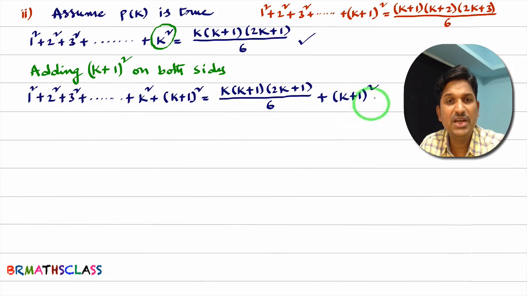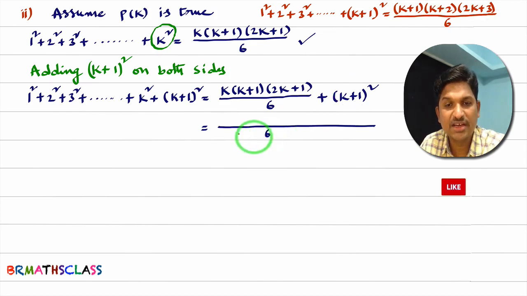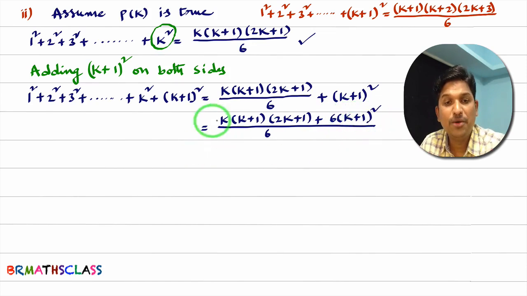Now, what is our intention? This right hand side part you observe. After simplifying this, if I get this statement k plus 1 into k plus 2 into 2k plus 3 divided by 6, then I can say that P of k plus 1 is true. So, I'll simplify this right hand side part and I'll try to get this. If I take the LCM, what LCM you will get here? 6. What is there in the numerator? k into k plus 1 into 2k plus 1 plus 6 into k plus 1 whole square. Now, you observe the numerator part. In first term, k plus 1 is there.